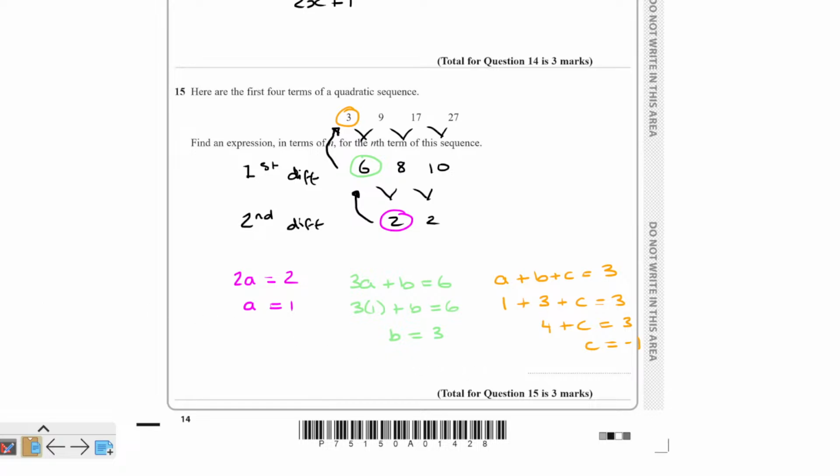Now the reason why we want to know that is because all quadratics, and in this case it's got a context, are an squared plus bn plus c, isn't it? So I've worked out what a, b and c are. So a is 1, so I just write n squared, plus 3n for b, and then instead of plus c it's obviously minus 1. So there's your answer. So as long as you memorize those 3 bits, so the 2a, 3a plus b, and a plus b plus c, if you memorize those, then it's really easy.